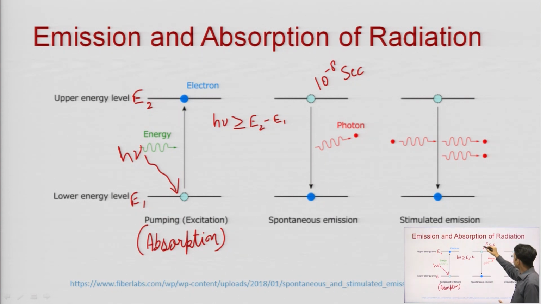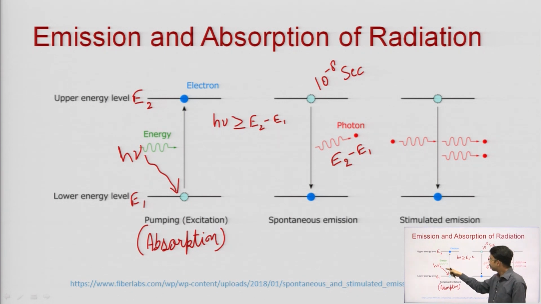Okay. So, after 10 to the power minus 8 seconds, the electron will again jump to the ground state, and when it jumps from the excited state to the ground state, it will emit a photon of energy exactly E2 minus E1. So, how much is the energy of this photon? Exactly equal to the difference of the energies of these two states. So, for example, the energy of this state is E2, the energy of this ground state is E1. So, E2 minus E1 is the energy of this photon.